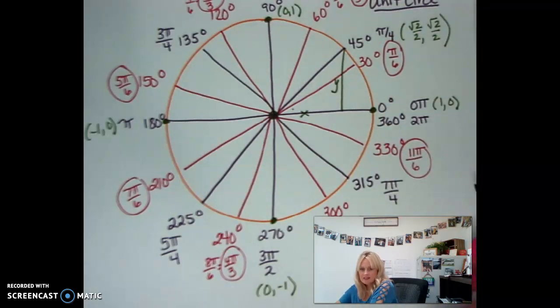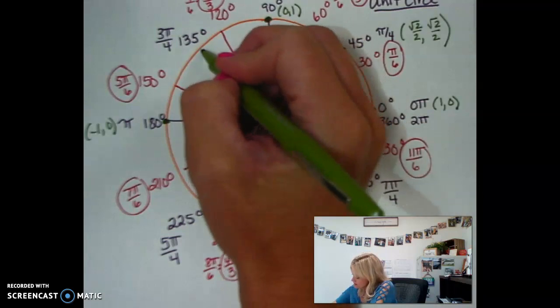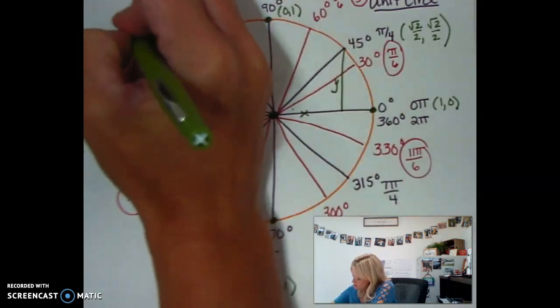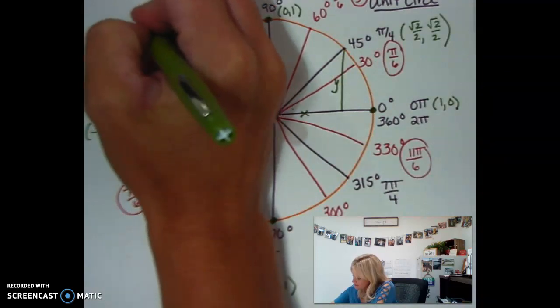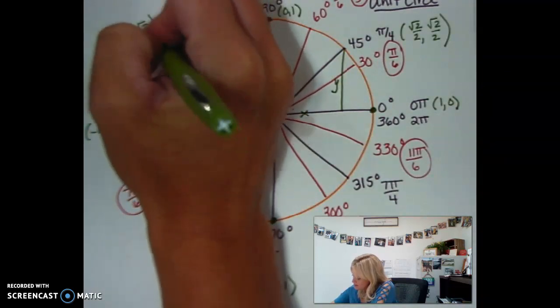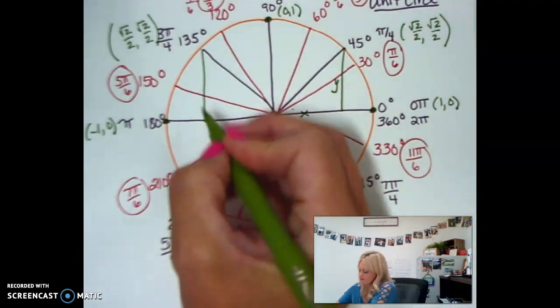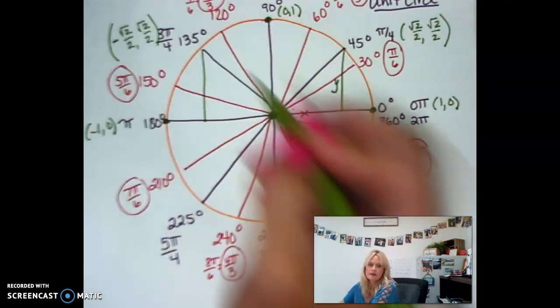So if that's the case, this is also another 45, 45, 90. So that means this is the square root of 2 over 2 and the square root of 2 over 2 for x and y. However, when we're in quadrant 2, when we go left, our x value becomes negative.